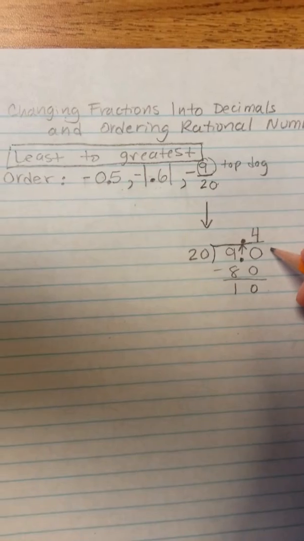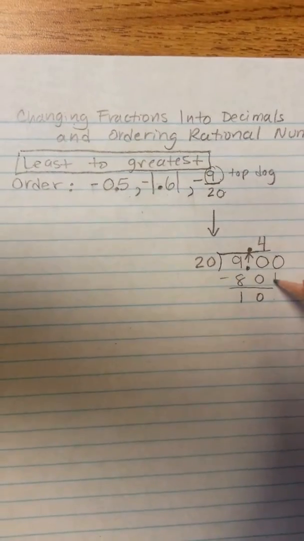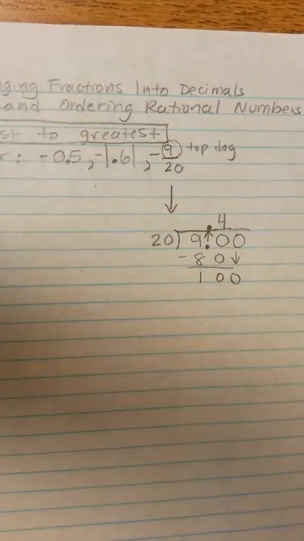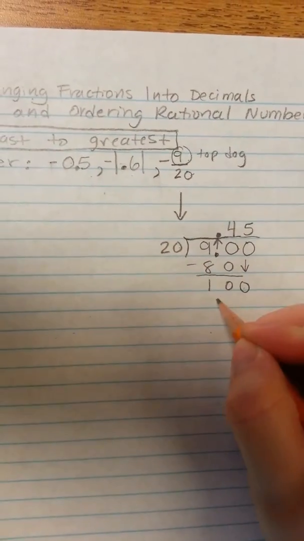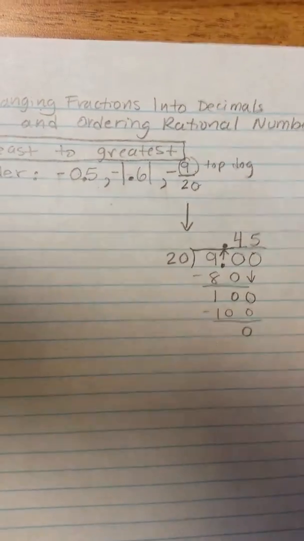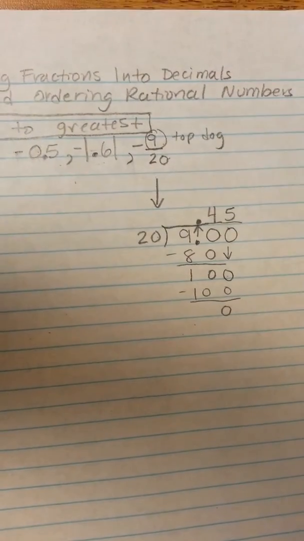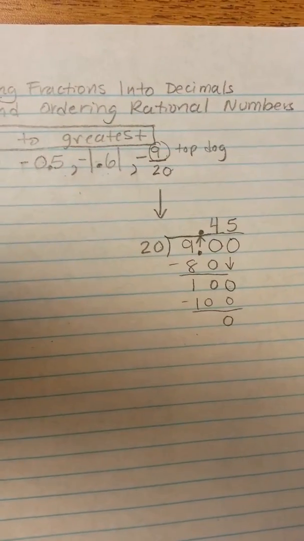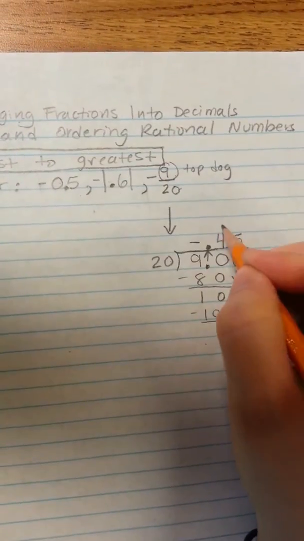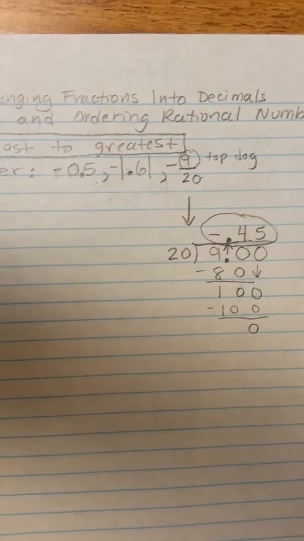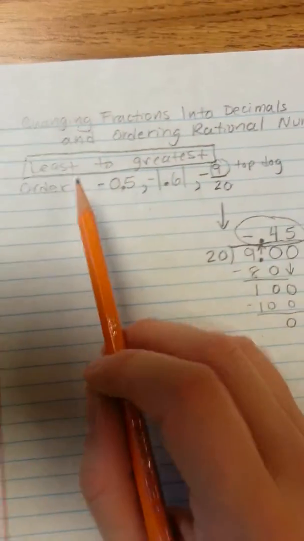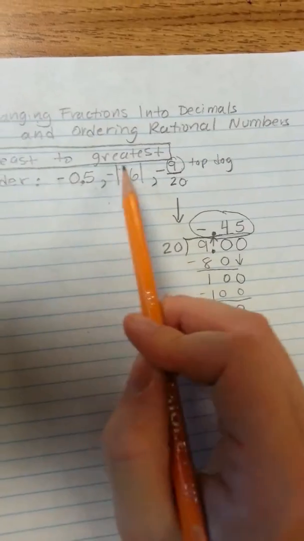Now I can go ahead and add one more 0 and bring that 0 down. I now have 100. Well, I know that 20 goes into 100 5 times. 20 times 5 is 100 with no remainder. So what that means is that my negative 9/20 is the same thing as negative 0.45 or 45 hundredths.